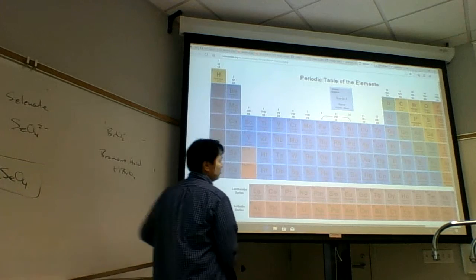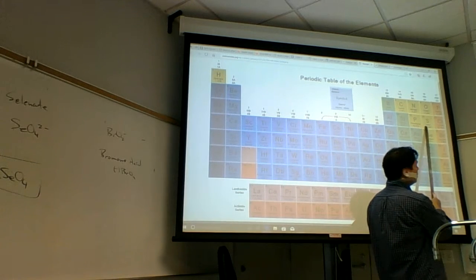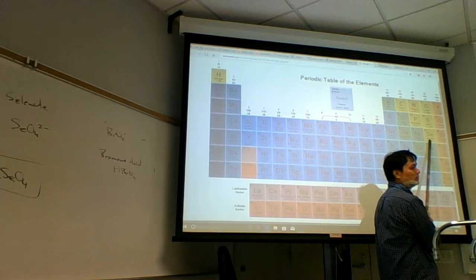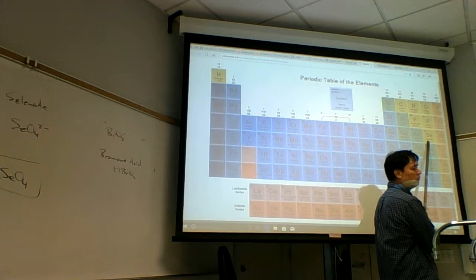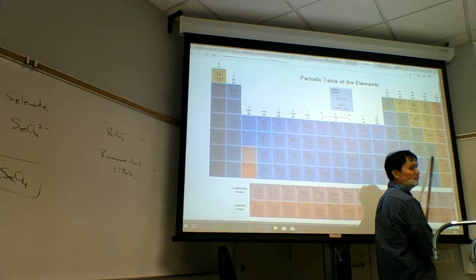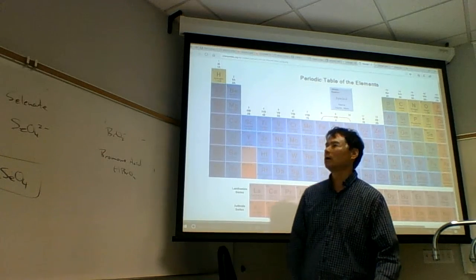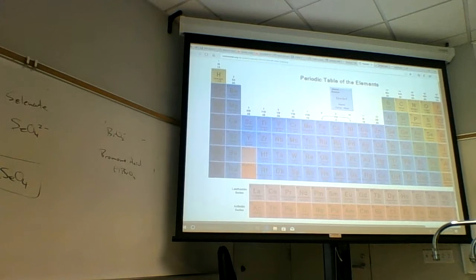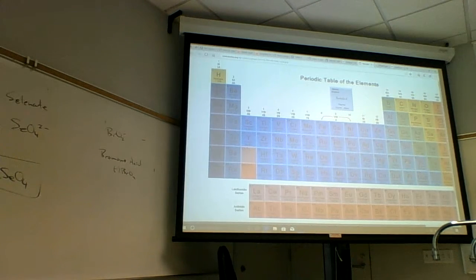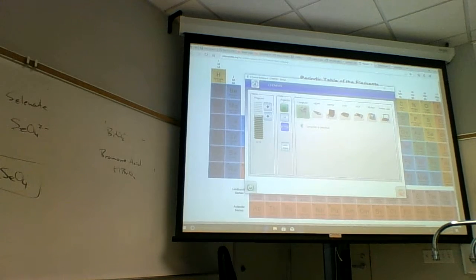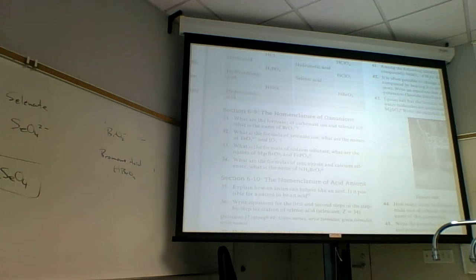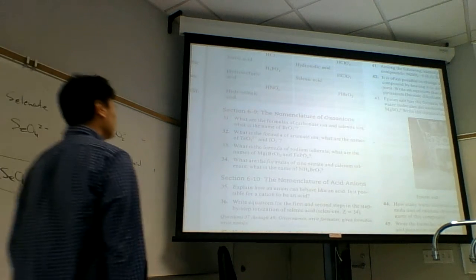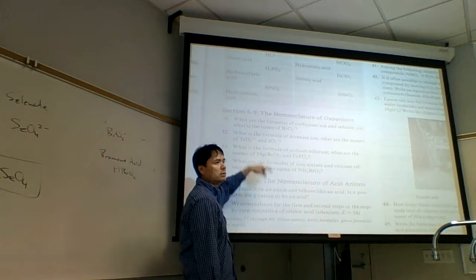Well, we got sulfate. Sulfate is SO4 2 minus. Selenate, which is SeO4 2 minus. And tellurate. Tellurate should be TeO4 2 minus. So if I know tellurate is TeO4 2 minus, but we don't have TeO4. They're asking TeO3 2 minus.